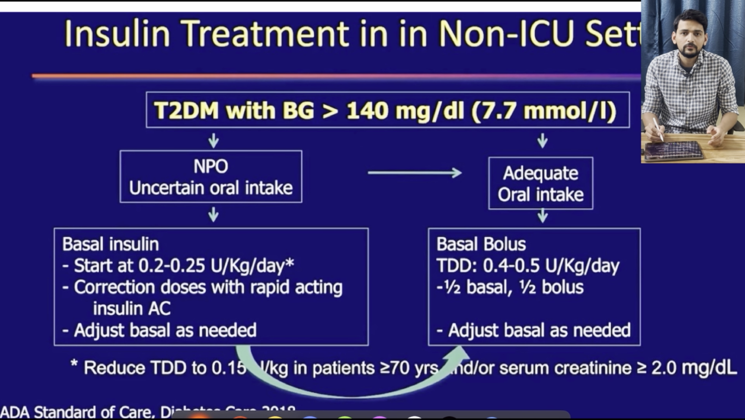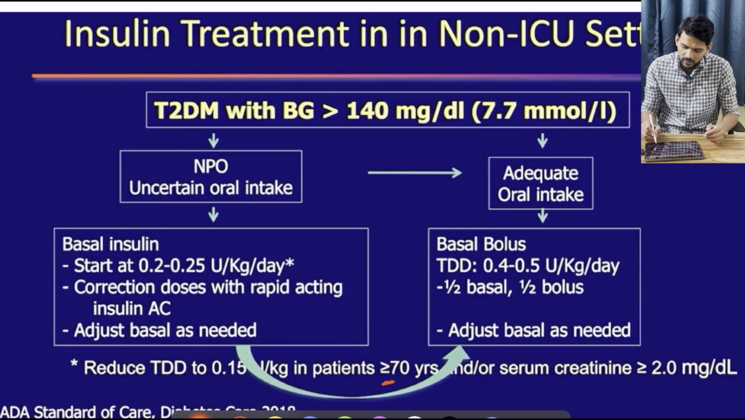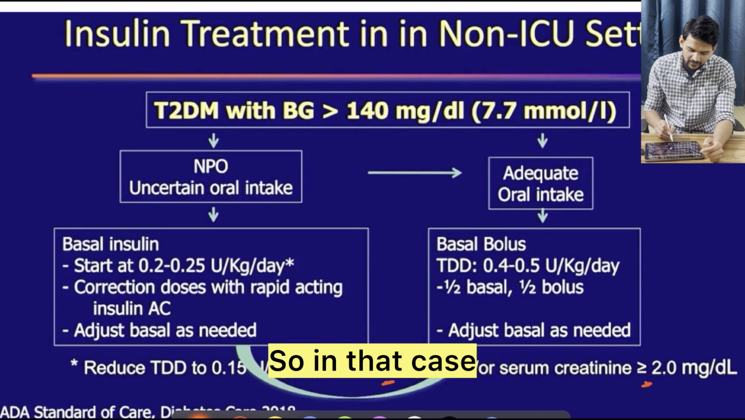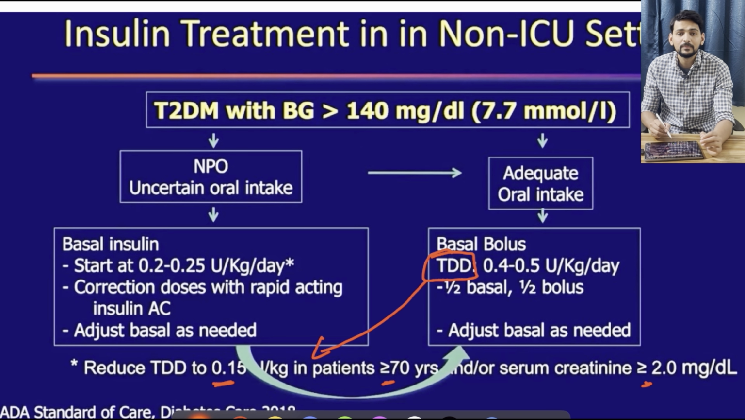And one more doubt which will come while managing inpatients is what to do if the individual is elderly, for example more than 70 years, because the risks of hypoglycemia will be much more. Otherwise, if the individual is having abnormal renal functions like serum creatinine of more than 2, in that case, whatever the total daily requirement is there, it will come down to approximately 0.15 units per kg per day. So this has to be remembered.